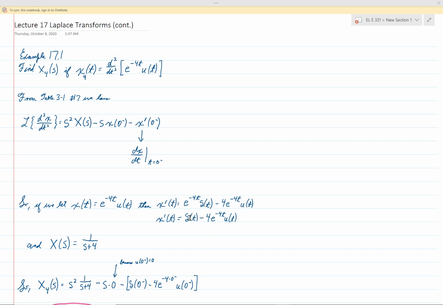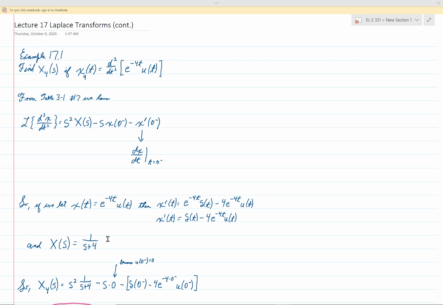And just as we have done before, when we have f of t times delta of t, that's just going to be f of 0 times delta of t. And f of 0 here, if f of t is e to the minus 4t, then f of 0 is e to the 0, which is 1. So we just get delta of t for this first term, and then the second term is minus 4e to the minus 4t u of t. So that's x prime of t. And again, if x of t is equal to e to the minus 4t u of t, then we've already learned that the Laplace transform of that is 1 over s plus 4.